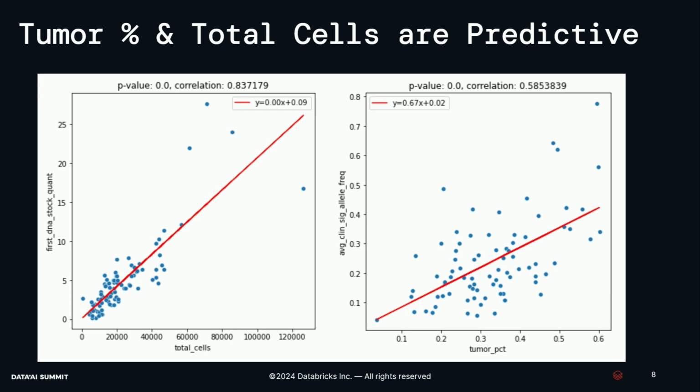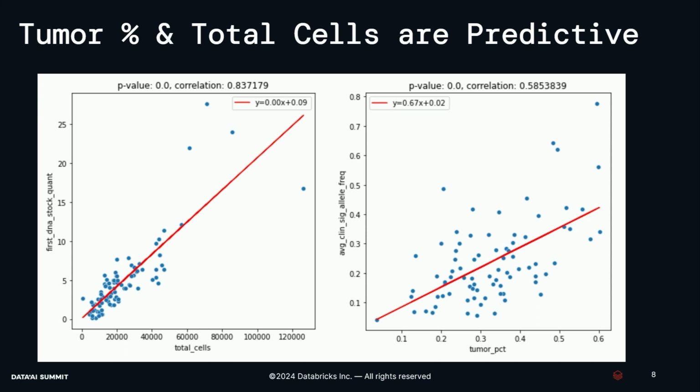Here we can see that indeed our total cells are highly correlated with our DNA stock quantity. So this is really good for our quality control. If we have too little DNA, if we have too little stock, then we're not going to get a reliable run. And then we can also see the average clinically significant allele frequency is increasing with the amount of tumor. And this is something that we would expect.